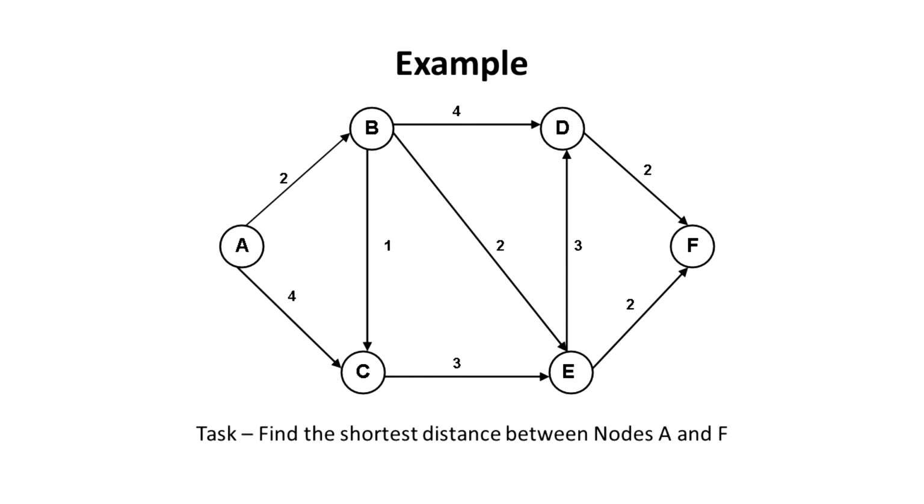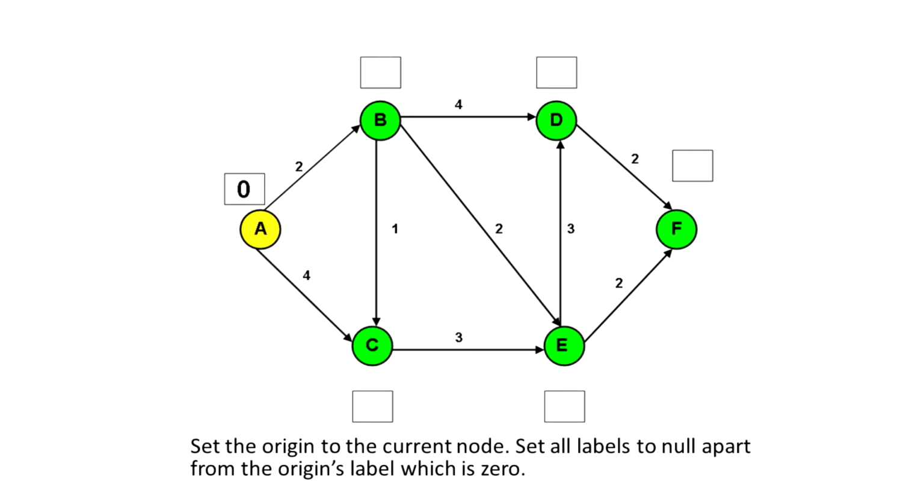Okay, so we're going to be using Dijkstra's algorithm to find the shortest distance between nodes A and F. And so the first step of Dijkstra's algorithm is to set all of the vertices to be unvisited and all the distances to the vertices to be null. And then the next step is to set the origin vertex to be the current vertex and the distance to this vertex to be 0. And this is vertex A in this example.